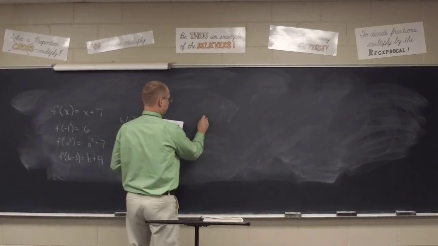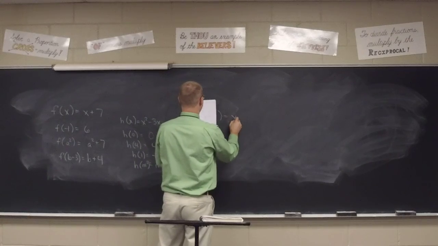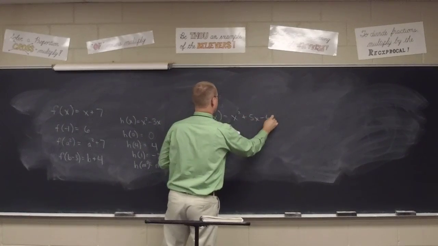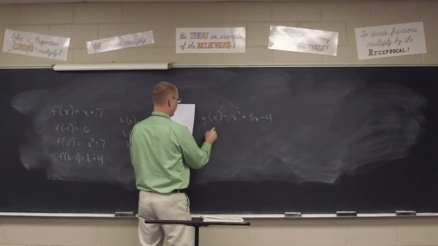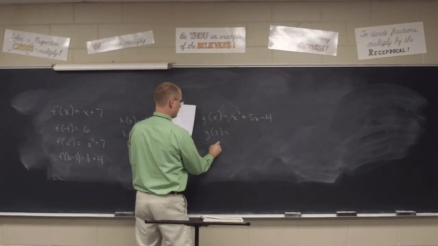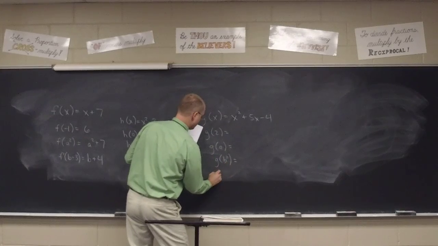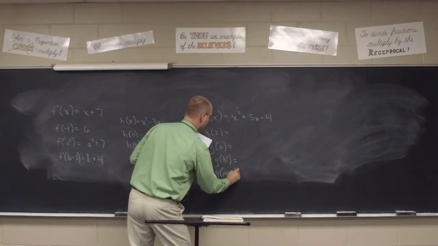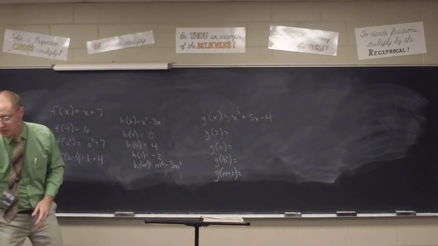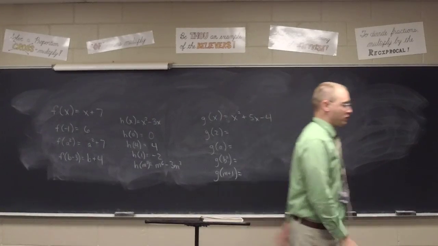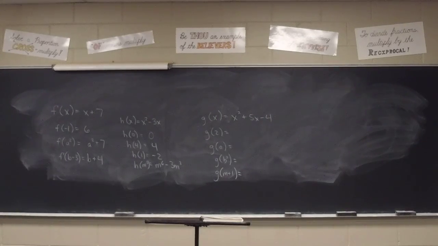How about this one? G of x is equal to x squared plus 5x minus 4. I want you to find g of 2, g of a, g of b squared, and g of m plus 1. Be sure to simplify as much as you possibly can in each case.